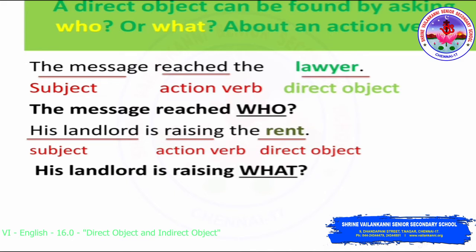So, remember, a direct object can be found by asking who or what about an action. The message reached who? His landlord is raising what? These are your examples. Okay, in the first example, what did we see? There is a question raised that the message reached who. So your direct object is lawyer. The message reached the lawyer. His landlord is raising what? His landlord is raising the rent. Okay, so the rent is the direct object.